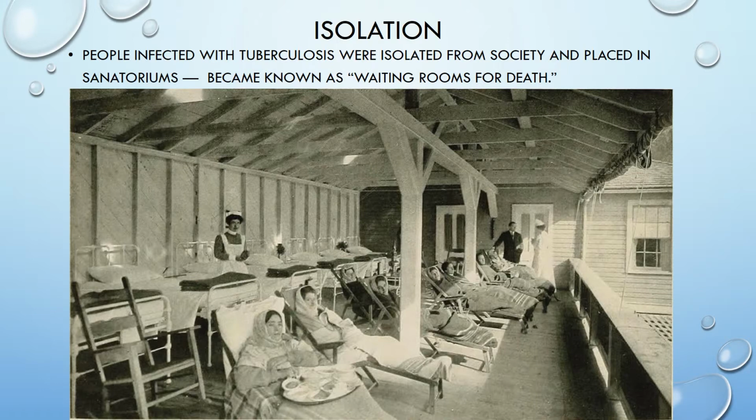Isolation was a big thing when it came to the prevention of tuberculosis. People that had tuberculosis were put in sanatoriums so they would be isolated from society, and these are also known as waiting rooms for death. You can see at this particular sanatorium they are placed in an outdoor setting with their beds in the back and their lounges in the front. Perhaps the outdoor climate helped with their breathing.